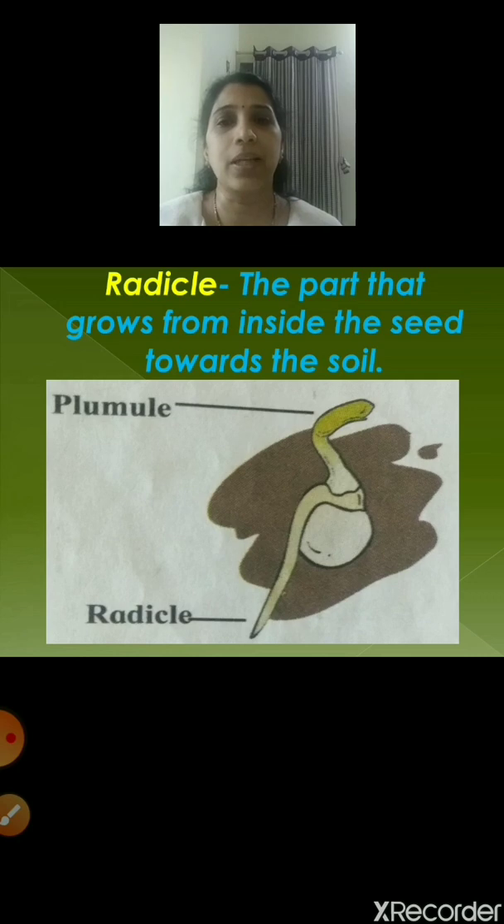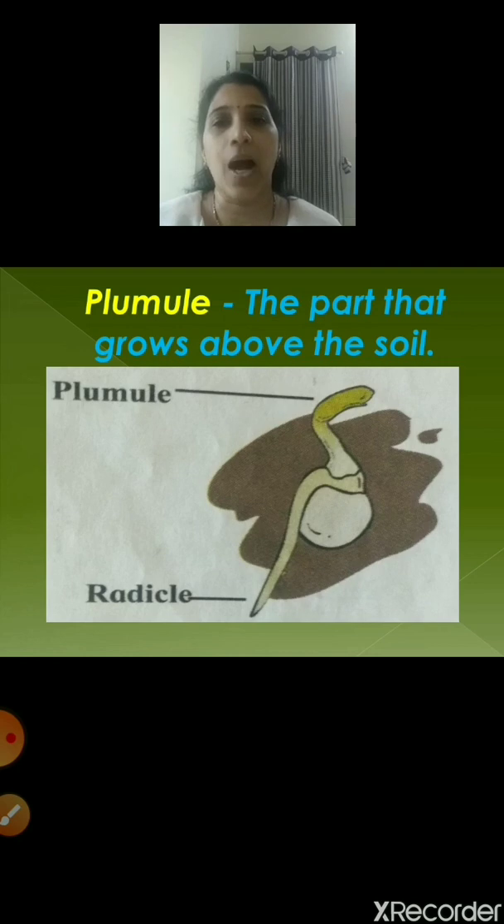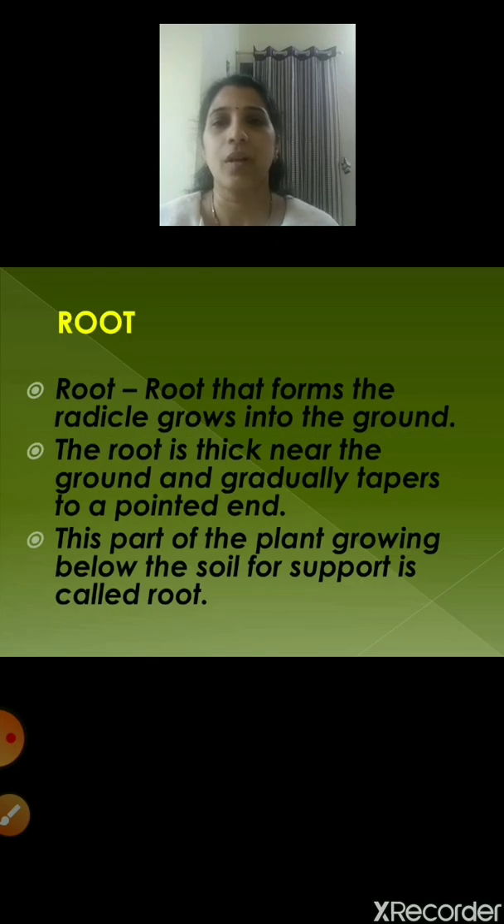So that is nothing but the radicle. The part that grows from inside the seed towards the soil is called the radicle. And what is a plumule? The part that grows above the soil is called the plumule. So let us move to the root part. The root that forms from the radicle grows into the ground. The root is thick near the ground, and gradually as it goes down, it becomes tapered to a pointed end. So this part of the plant growing below the soil for support is called the root.